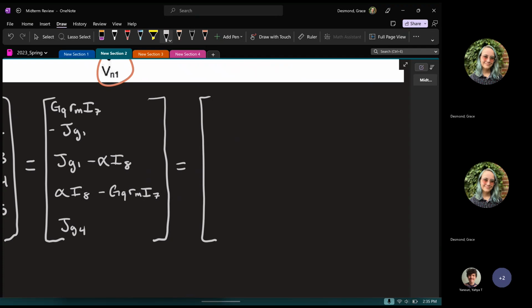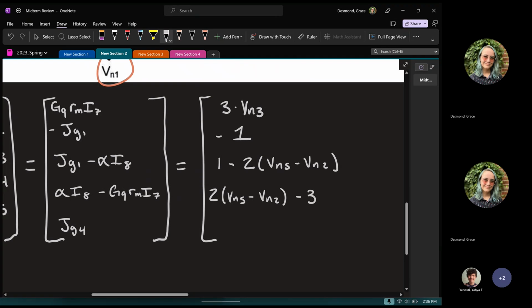So numbers and node voltages. I7, which is 3 times VN3. The top one. And then negative JG is just -1. That's 1 minus alpha, which is 2 times I8, so it's 2 VN5 minus 2 VN2. Oh, so we're just writing out the numbers. Copy and paste the 2 VN5 minus VN2 out the negative. And then take what's in the top and add a negative. And what's JG4? Oh, 9.